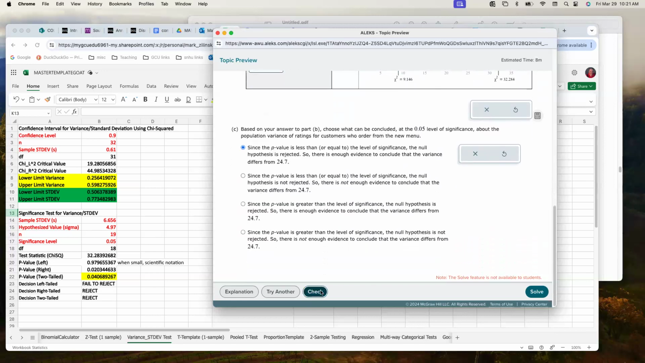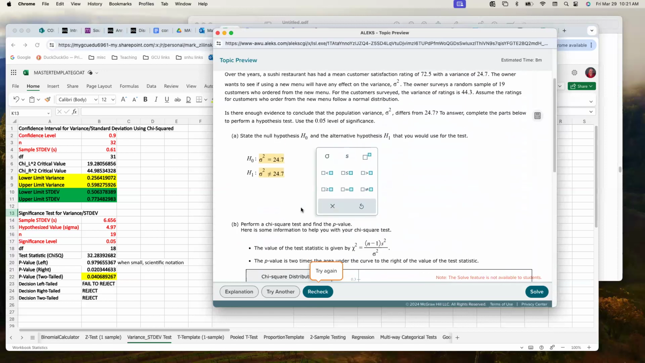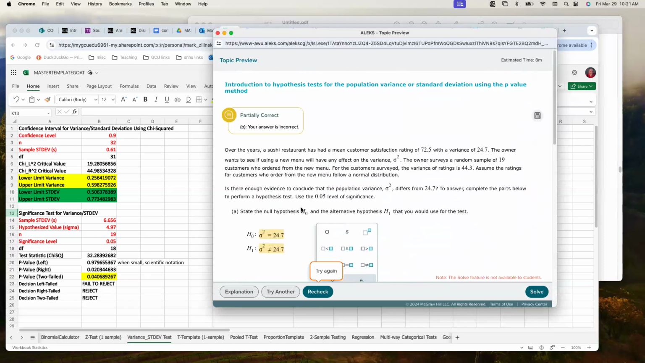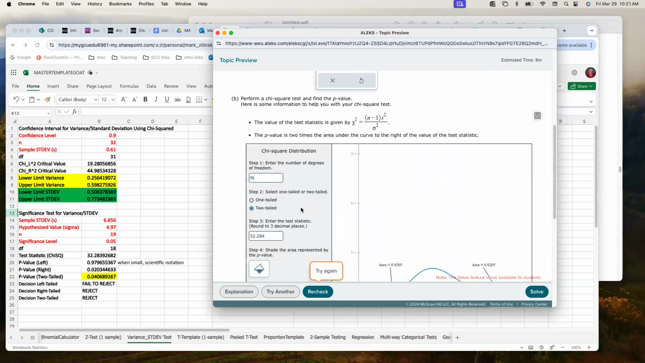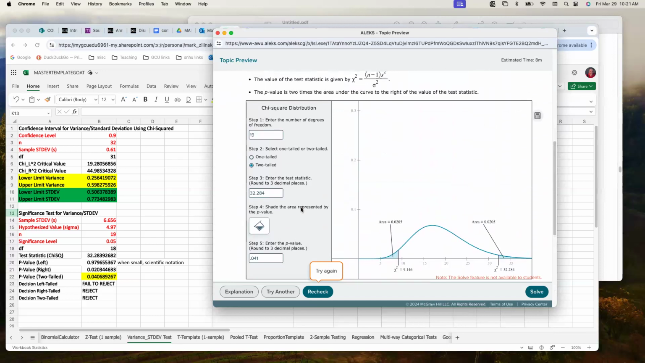I filled in all the blanks. So what did I do here? I must have forgot something. Oh, my answer for B is incorrect. What did I do? I must have done something here. Well, that's odd. It says that my test statistic is 32.284.